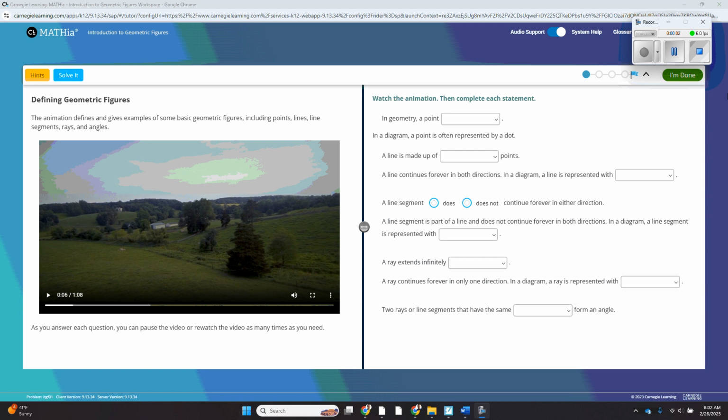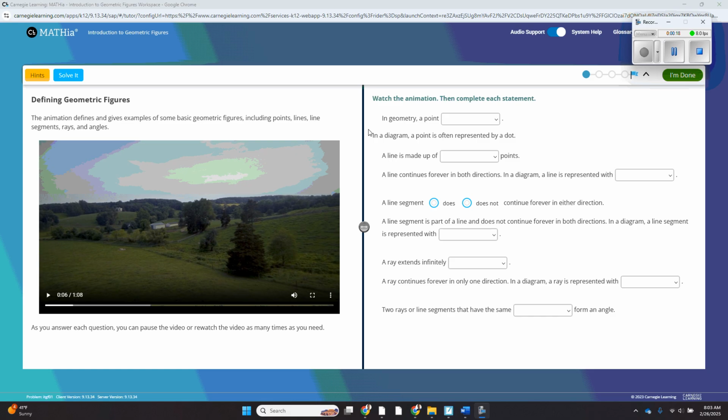All right, in this video we have the Introduction to Geometric Figures workspace here in MATHia. And so I'm going to go through this with you in case you're having trouble solving it on your own. You can go to different parts of this video and see which ones you're having trouble with. I'll help you figure it out.